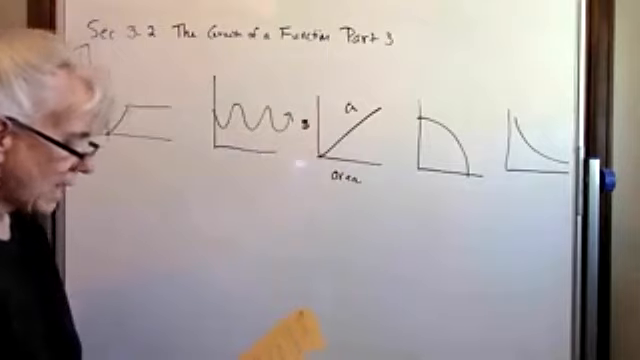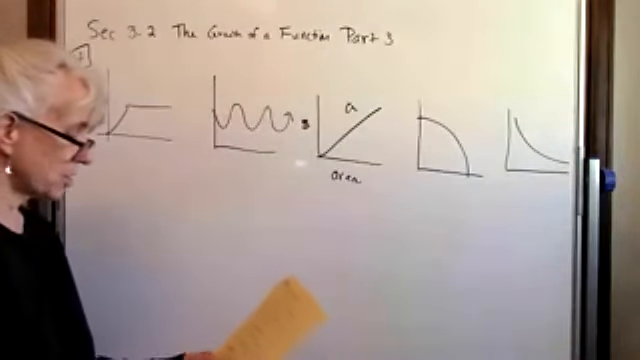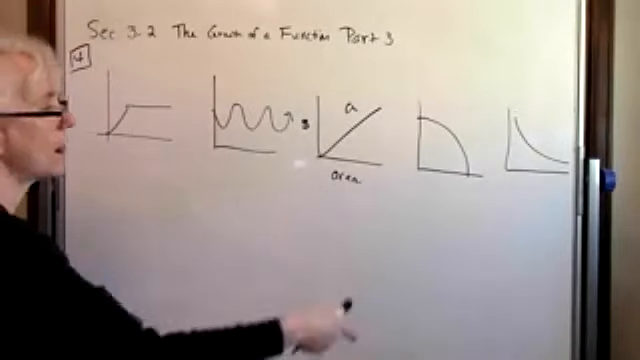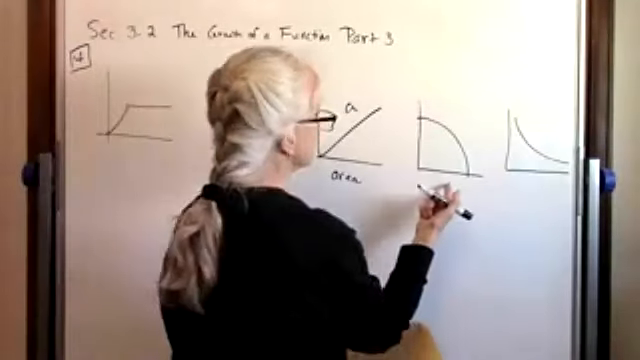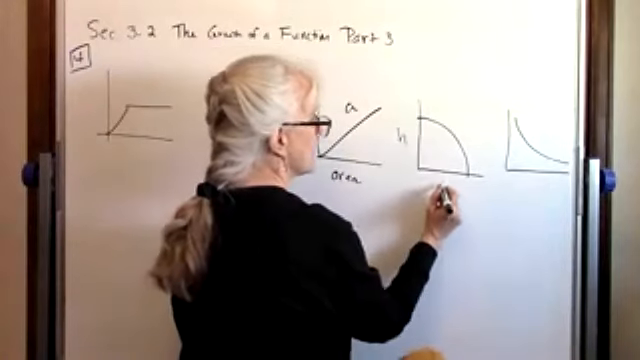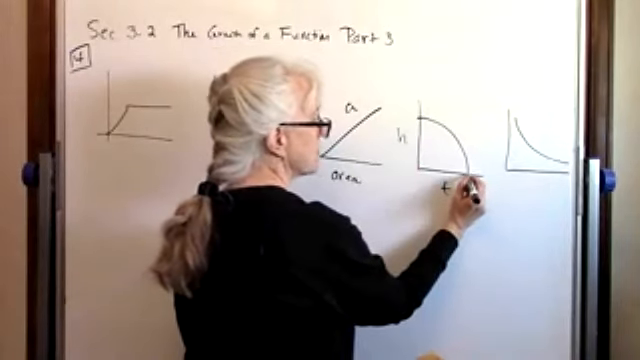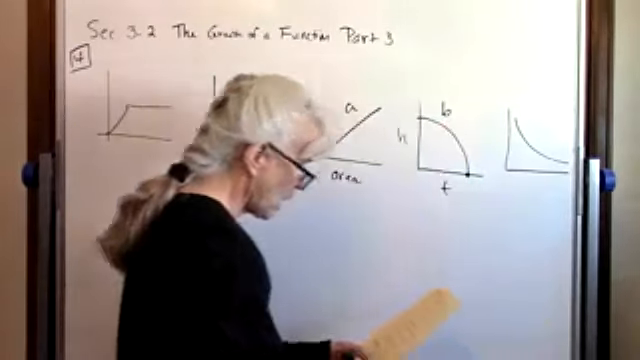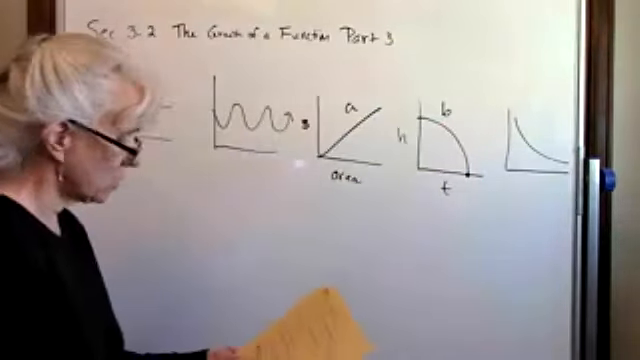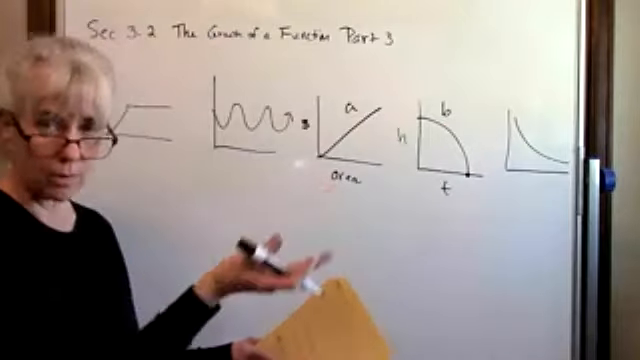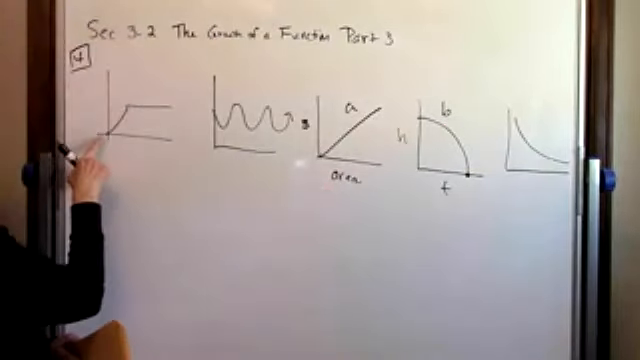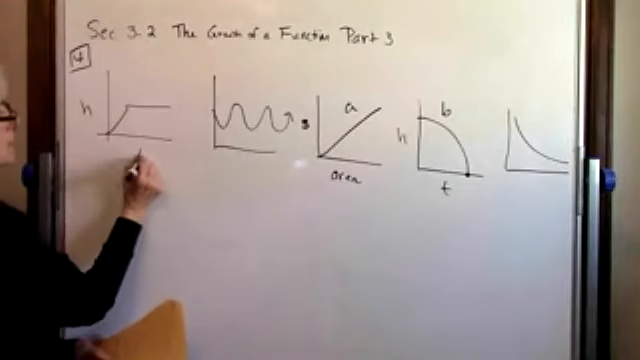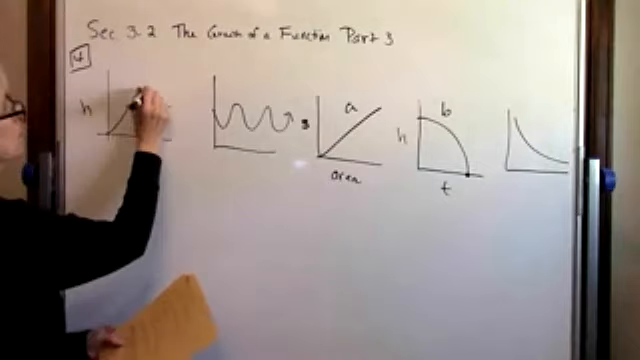Okay, the height of an egg dropped from a 300-foot building as a function of time. Well, the egg's going to hit the ground, so I need something where it's hitting the ground at the end, and that would be this one. If this is height and this is time, after a certain time it's going to smack into the ground and break. So this would be B. The height of a human as a function of time. Well, you grow so tall and then you stay that height for the rest of your life. So we need something that goes up and then stays constant. So this would be C.